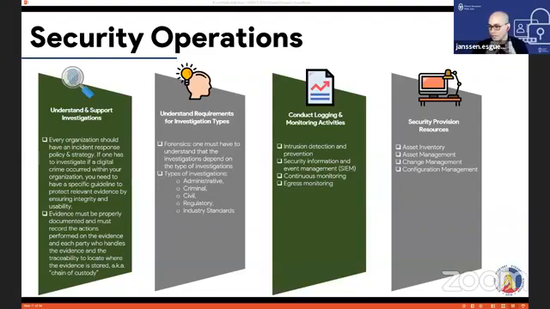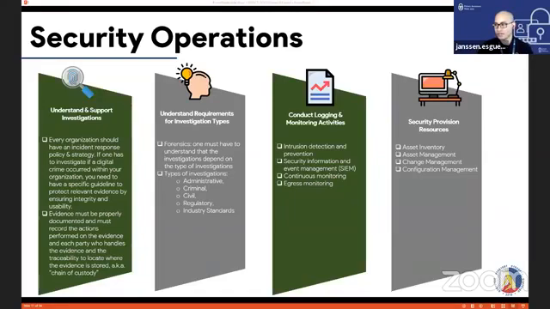So we have different investigation types. You have administrative investigations, criminal investigations, civil investigations, industry standards. If you are into digital forensics, you have to understand that the investigation depends on the type of incident. So how to investigate?